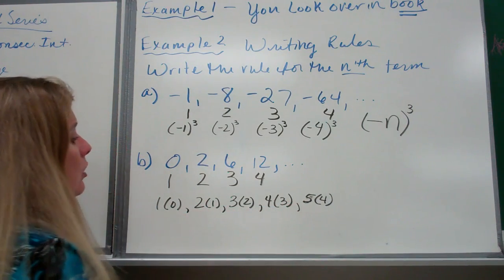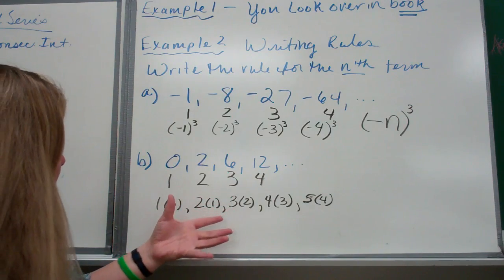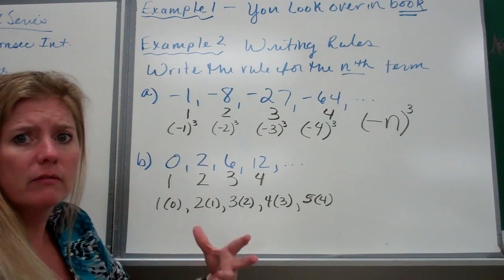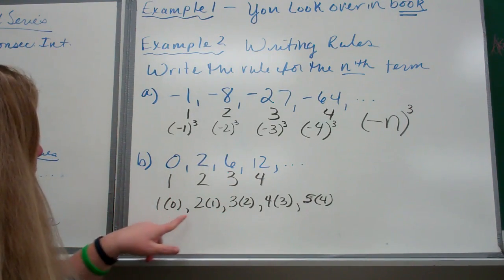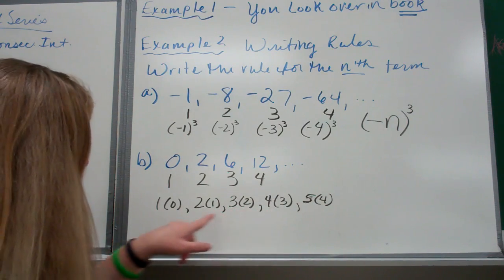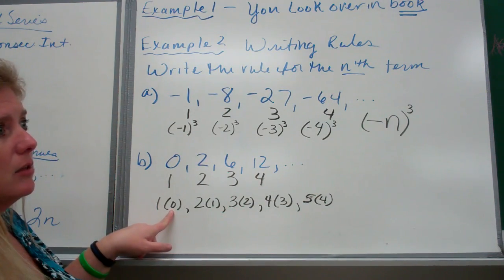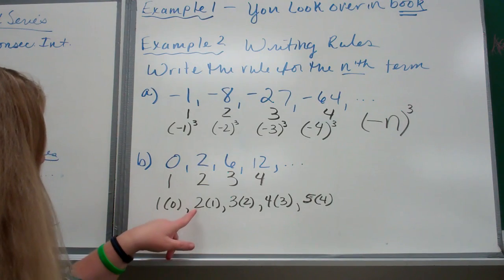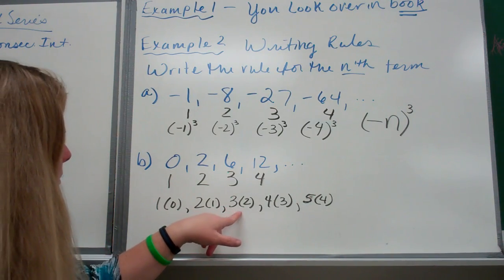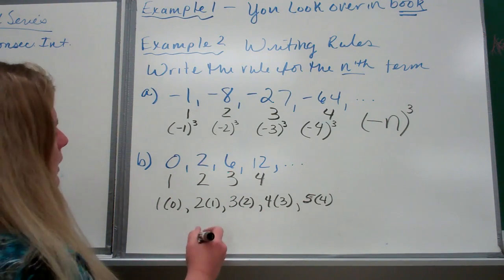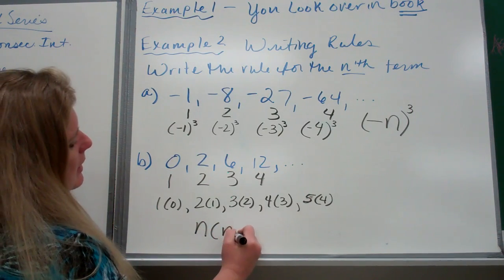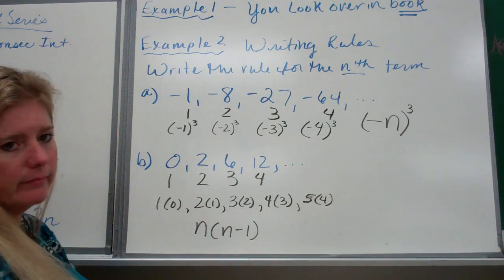Alright, so what do I have in terms of n if n is the term number? Well, there's n, there's n, there's n, there's n. What do I do to 1 to get 0? Oh, n minus 1. 2 minus 1, 3 minus 1, 4 minus 1. There it is. We've got n times n minus 1. Okay?